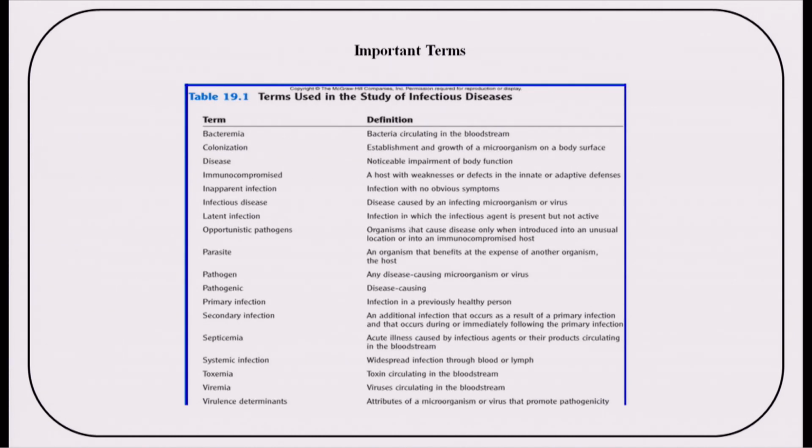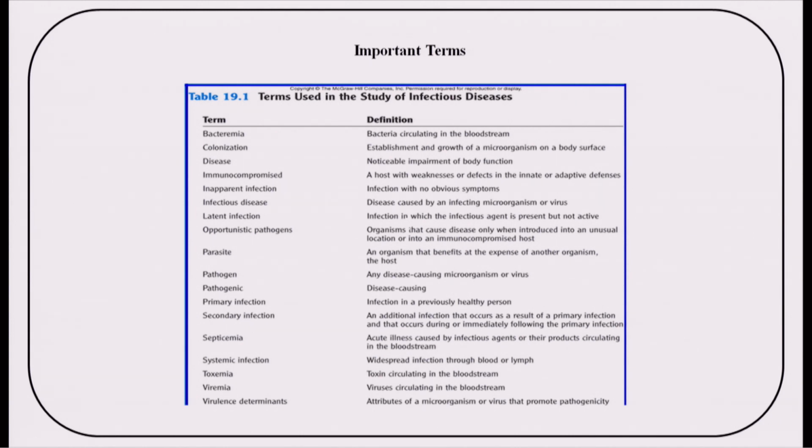Important terms apart from that which are used in the study of infectious diseases: bacteremia is bacteria circulating in the bloodstream. Colonization is very important. It is the establishment and growth of a microorganism on a body surface. Colonizers stay on the body symbiotically without causing any damage to the body, and they are in fact friendly flora which help in maintaining the metabolism in the body.